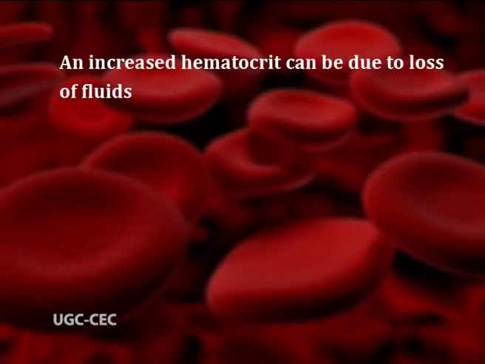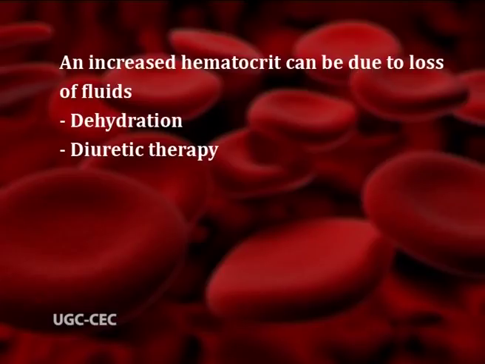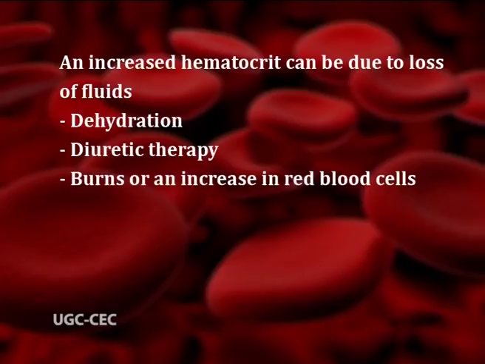A decreased hematocrit can be due to either overhydration, which increases the plasma volume, or a decrease in the number of red blood cells caused by anemias or blood loss. An increased hematocrit can be due to loss of fluids such as in dehydration, diuretic therapy and burns, or an increase in red blood cells such as in cardiovascular and renal disorders, polycythemia vera and impaired ventilation.